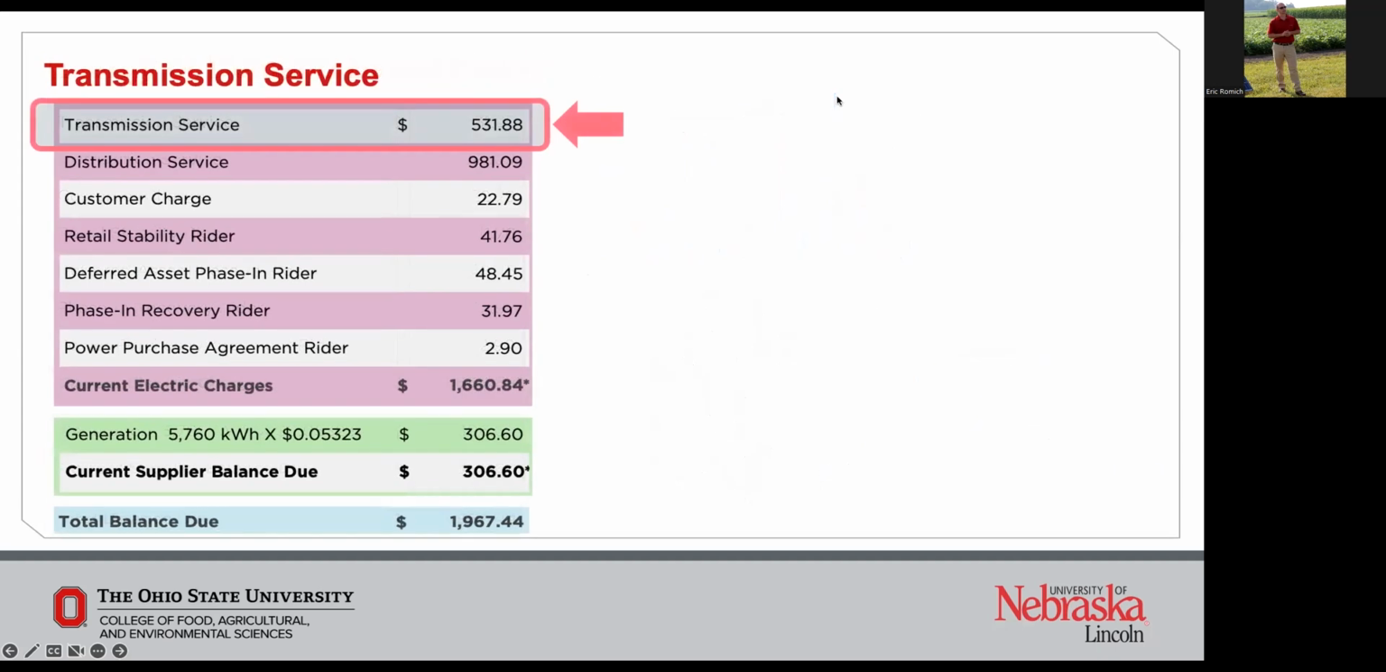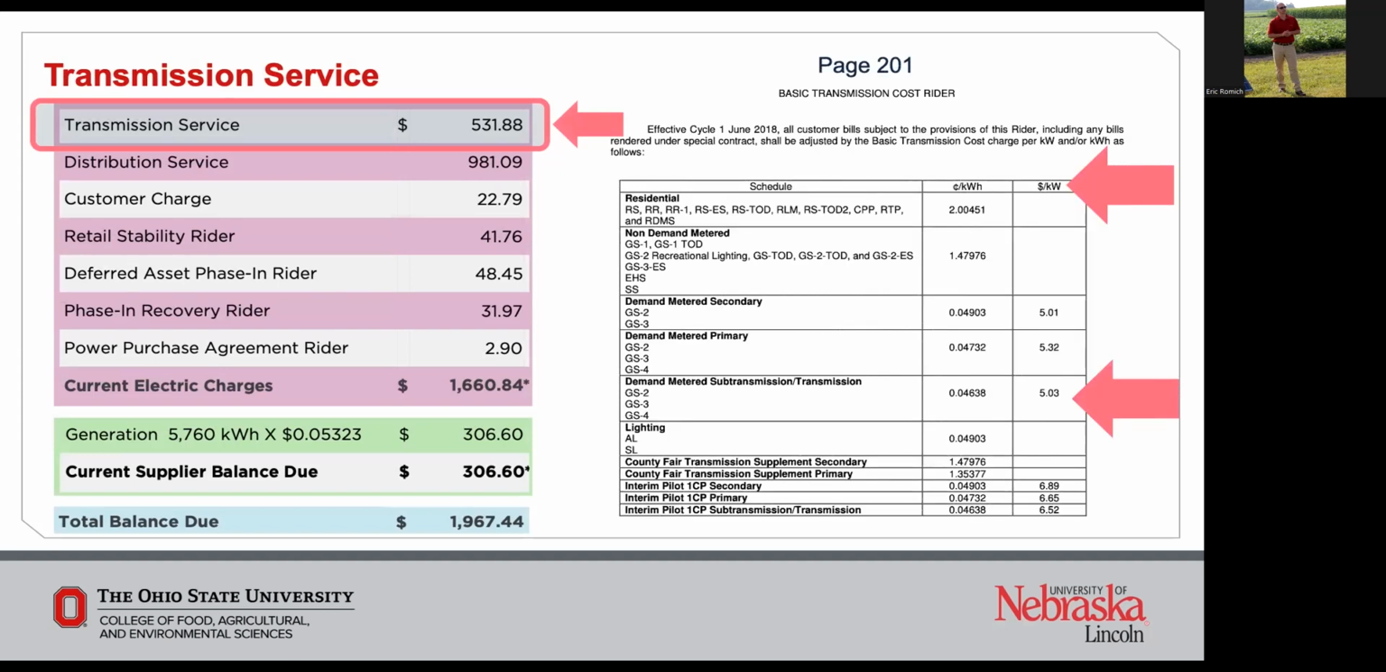So working through this, there's three major sections in this bill that have charges related to peak demand. And so we're going to first look at their transmission demand. You can see the total there is $531 related to transmission. So how do they come up with that? In order to do that, again, you have to dive into the actual rate sheet or rate tariff. I have an image of that here on the right. You can see this is actually page 201.